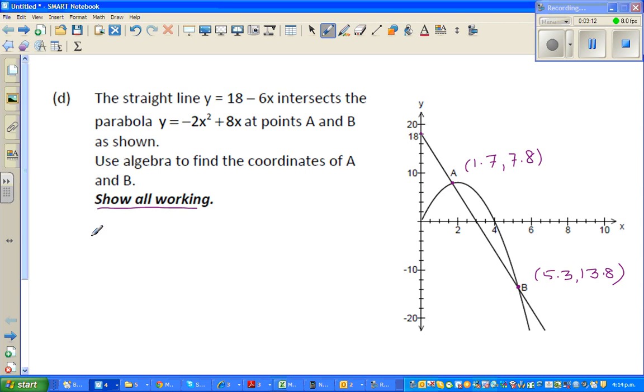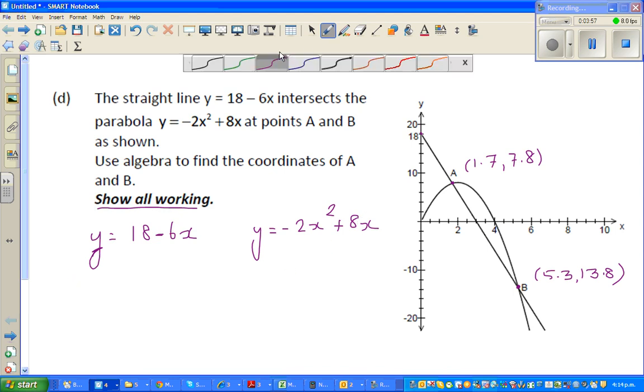So what are they saying? You've got two equations, y is equal to 18 minus 6x and y is equal to minus 2x squared plus 8x. So now at the point of intersection, this is a point which satisfies both the equations. If y is equal to 18 minus 6x, and y is equal to this, if both are y, you can equate this is equal to this.